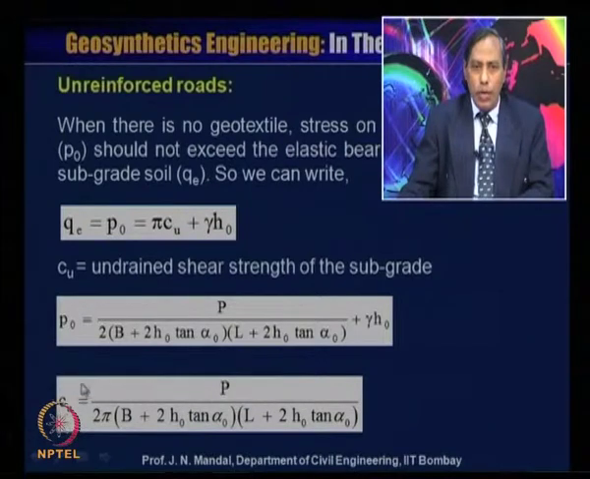That means Cu will be equal to P divided by 2 pi, because pi is here. So, 2 pi into B plus twice H0 tan alpha 0 into L plus twice H0 tan alpha 0, and gamma H0 will be cancelled from both sides. So, from this and this equation you can calculate what is Cu. So, we are having the value of Cu.